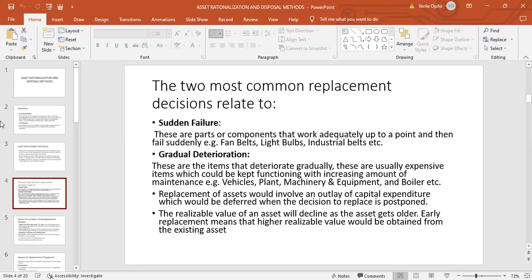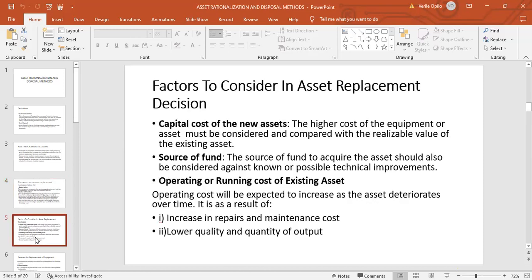So when the assets that the business has deteriorate gradually due to wear and tear, due to them being aged assets, maybe they are obsolete, then the organization will consider replacing them with a new asset that is able to function more effectively.